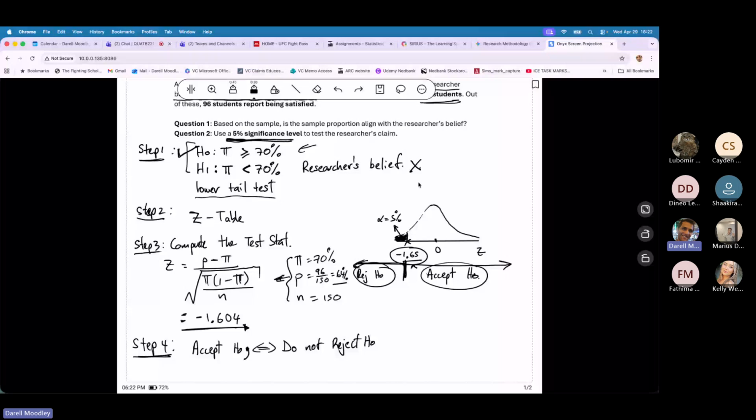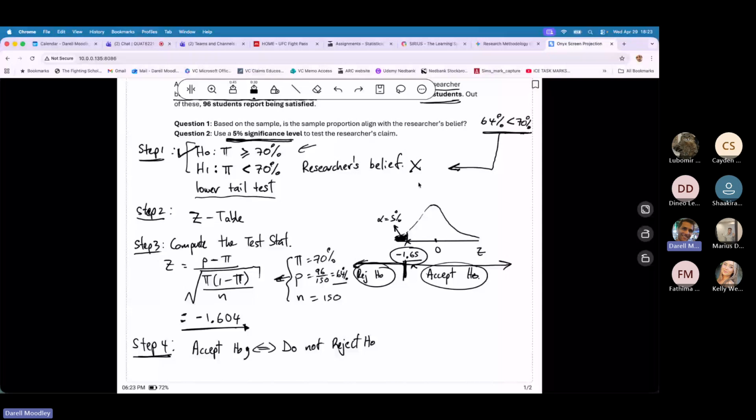I want you to see the difference here from what you did in question 1 and what we're doing here in question 2. In question 1, remember the percent that we found was 64% satisfied, and that was less than 70%. So just based on question 1, we would be inclined to agree with the researcher. But if you did the hypothesis test, it actually doesn't say the same thing. The hypothesis test says otherwise.